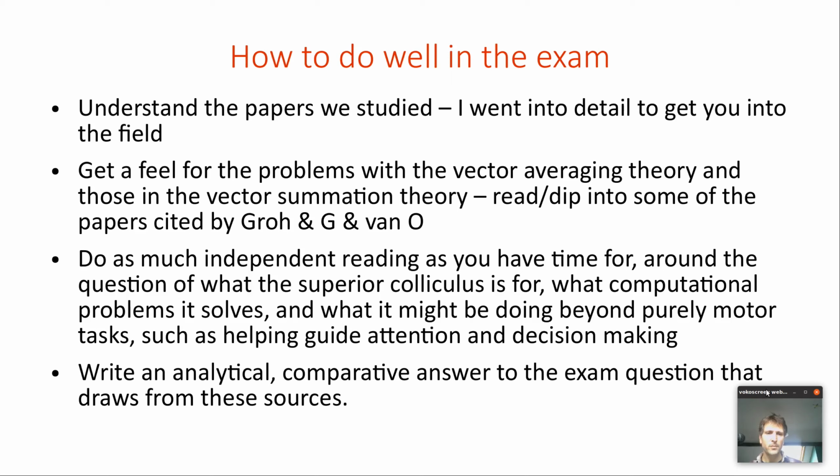Get a feel for the problems with the vector averaging theory and the vector summation theories for the colliculus. Dip into some of the papers cited by the Groh and the Goossens and Van Opstal papers, and do as much independent reading as you can find time for around the question of what the superior colliculus is for, what computational problems it solves, and the surrounding tissue and how it's interacting with the rest of the brain. So there you are. Write an analytical comparative answer to the exam question that draws from the sources, and that is how you can get a really good grade in the exam question.